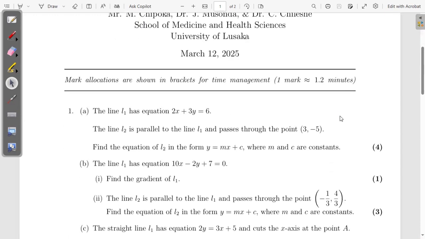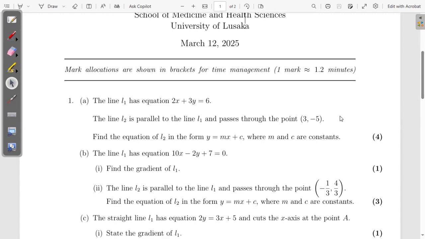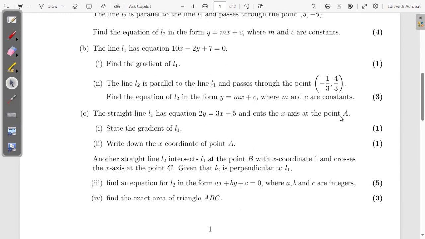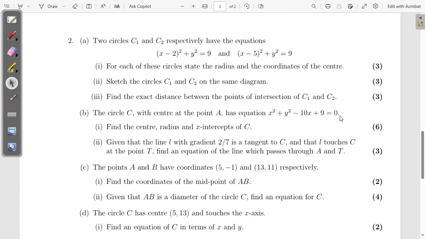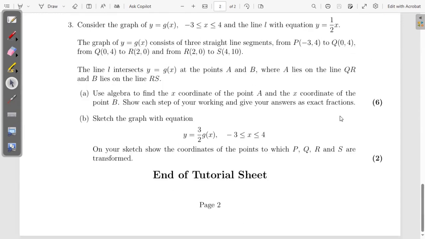So you expect questions such as finding the equation of a line, finding the midpoint, finding the area of different shapes, finding the center of the circle and the radius, and how to sketch or draw the circle. Those are the questions that you expect in this tutorial sheet. This tutorial sheet has about 3 questions, and I'm going to solve each and every question that you can see here.